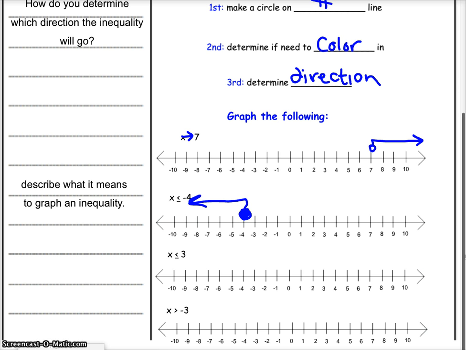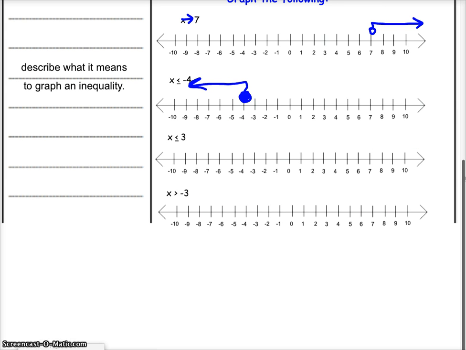X is less than or equal to +3. Where am I going to put my circle? At the 3. Do I color it in? Yes, because there's a line under it. Less than, left or right? To the left.